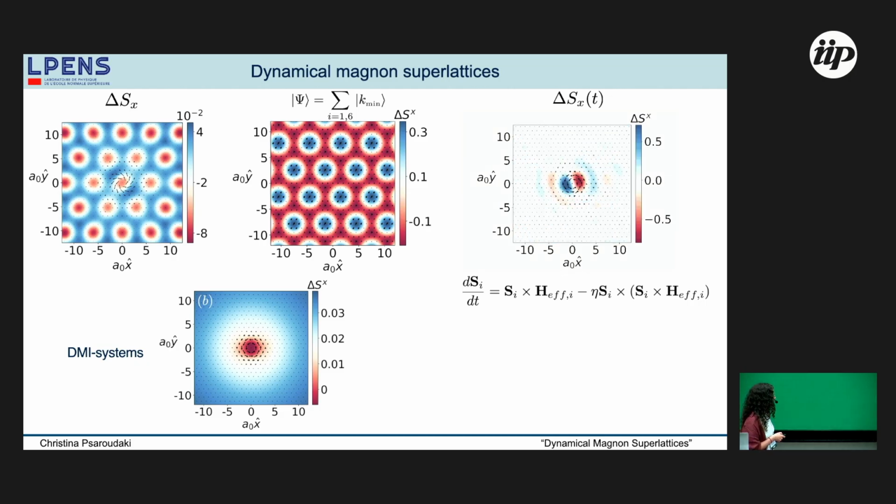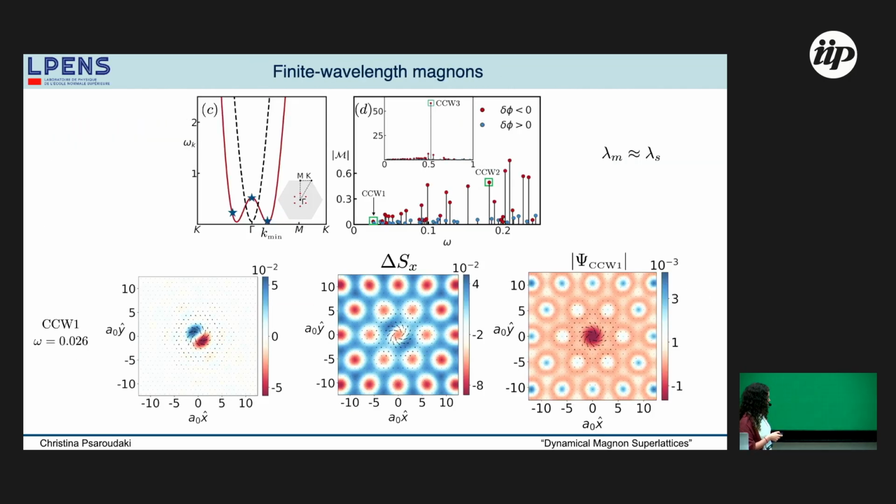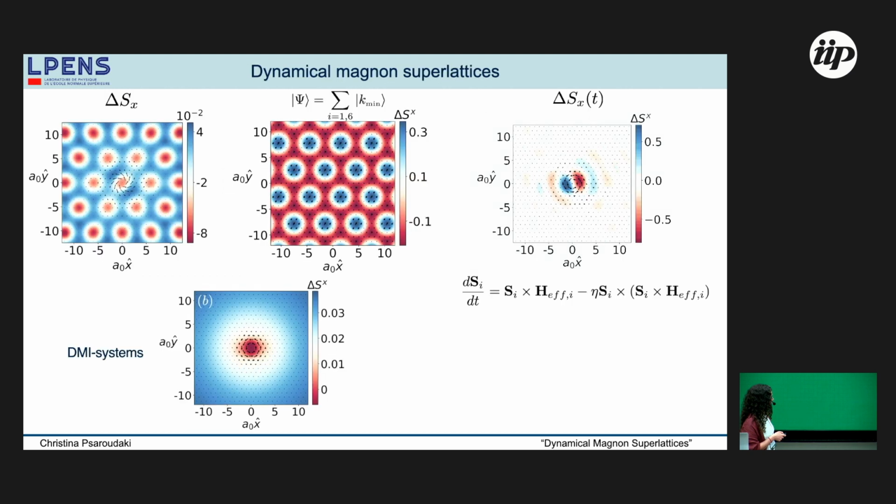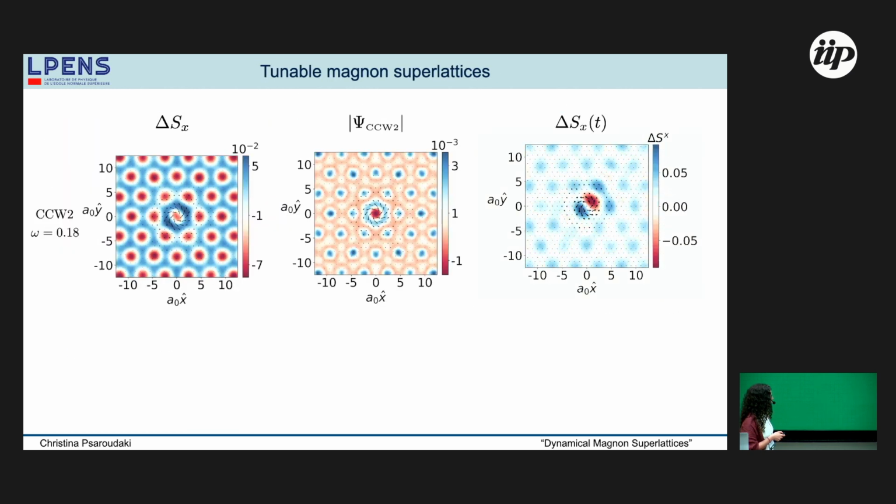Now we could change the wavelength a bit. We can check the second mode that I mentioned, which exists at this frequency. The wavelength is different, so we can tune the periodicity of the superlattice. You see here the periodicity is different, the same for the localization of the magnon wave function, and also dynamically, the lattice that is generated has a different periodicity.